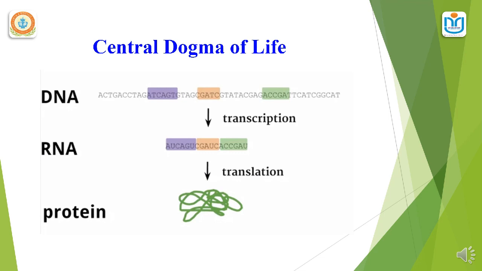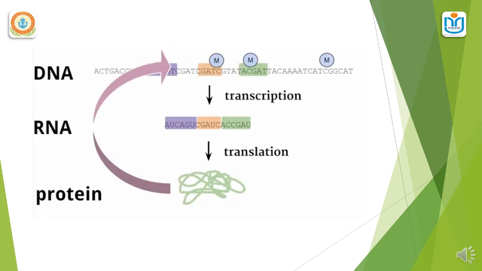Initially, scientists thought that this is a unidirectional process, that is, the flow of information is from DNA to RNA and RNA to protein. But when science advanced and we got more and more information, we found it's not a unidirectional process. There are certain cases where the translated protein has the information required to modify the genetic material, for example, methylation of DNA. That happens due to some protein activity.